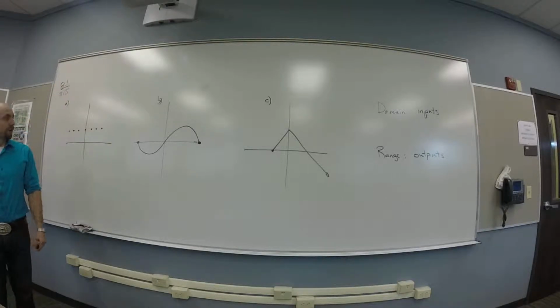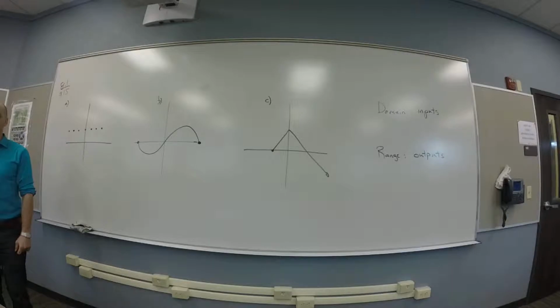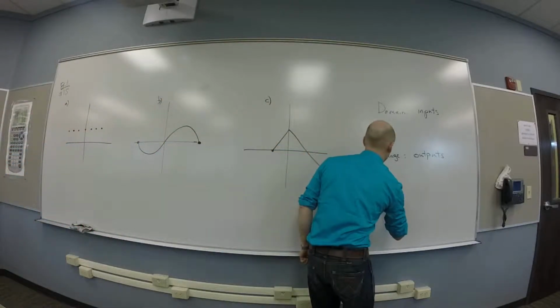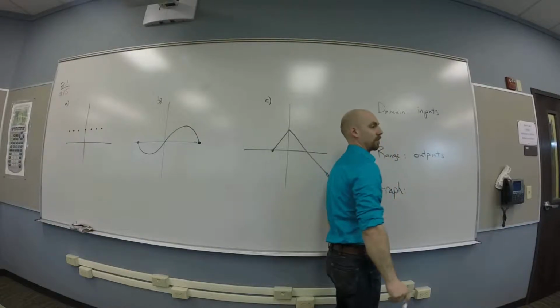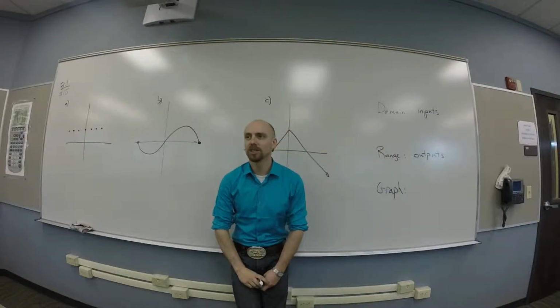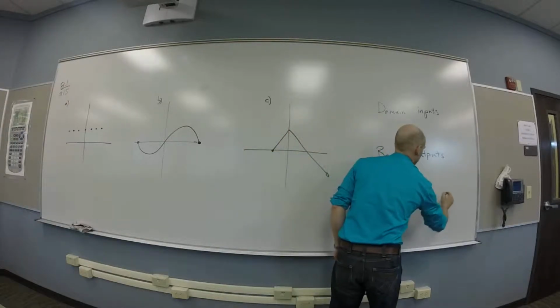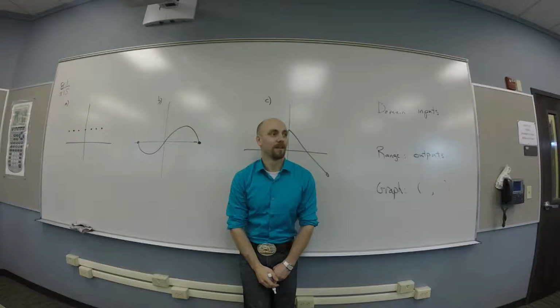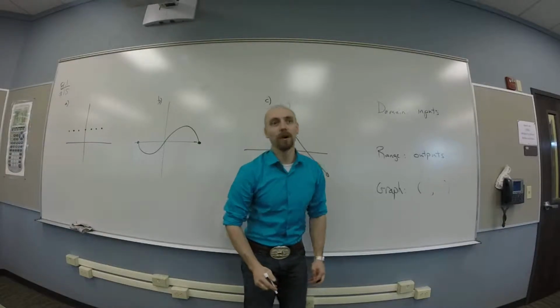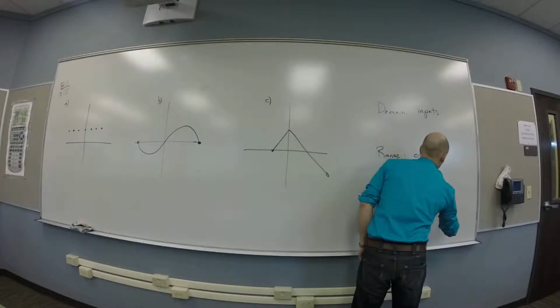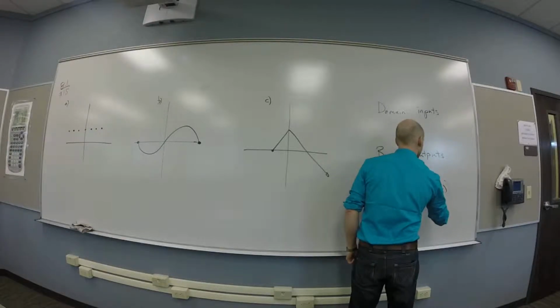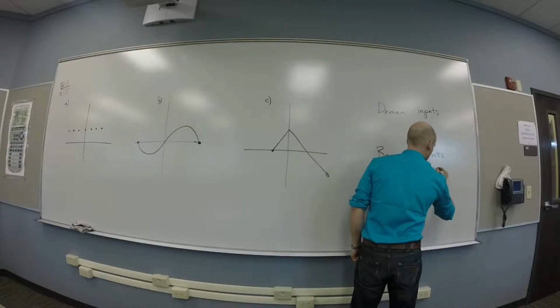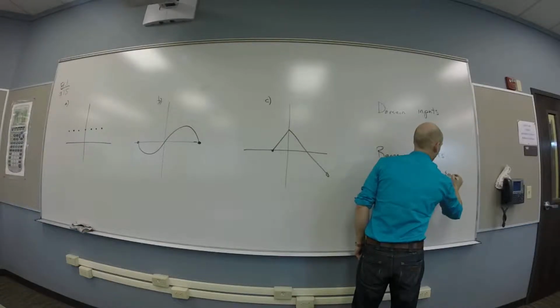Okay, and I'm supposed to find domain and range for each of these. I should remember something about graphs. So what's the thing about a graph? The graph of a function is a set of points: x and f of x, or input and output, right? So you might look at this and think input, output.